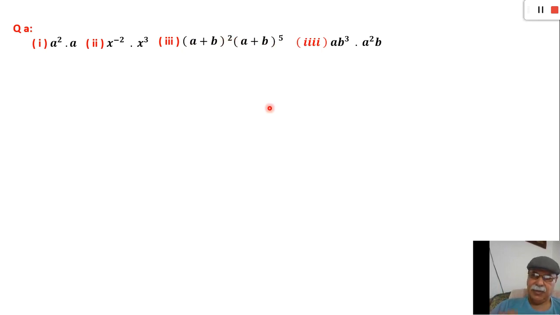In this question we see all the bases are the same. That's why we depend on rule 1, which is adding the indices.